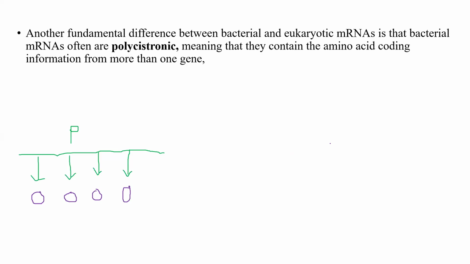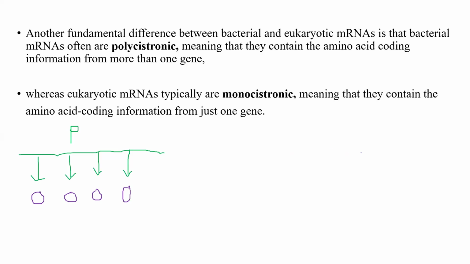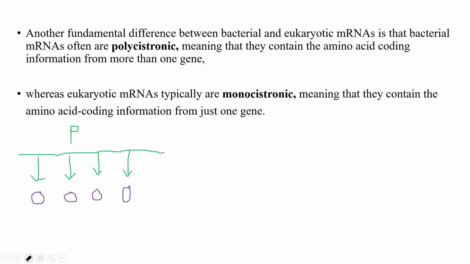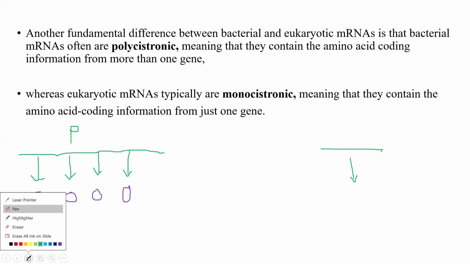In contrast, eukaryotic mRNAs typically are monocistronic. So eukaryotic mRNAs, as said, in contrast, are monocistronic. That is, they contain amino acid coding information from just one gene and code for a single polypeptide or protein.